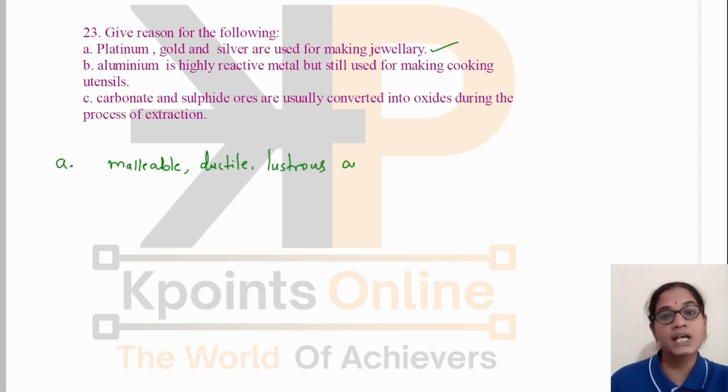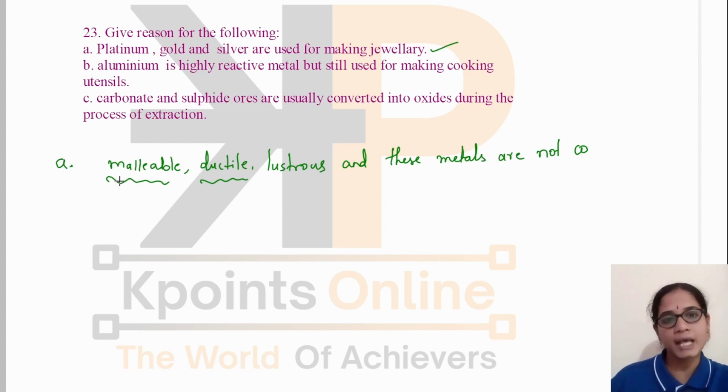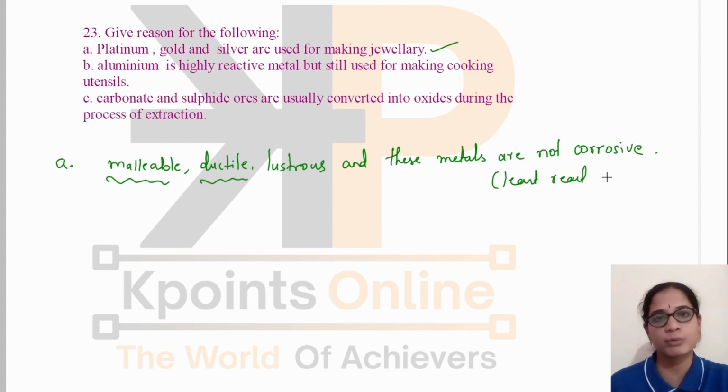One more important thing is that these metals are not corrosive, meaning they are least reactive. They will not react with the moisture, air or any gases present in air to get corroded. This is the reason why they are used in making jewelry. Along with these properties, they are malleable and ductile, so we can shape any kind of designs out of them. And since they are least reactive, they are suitable for making jewelry.